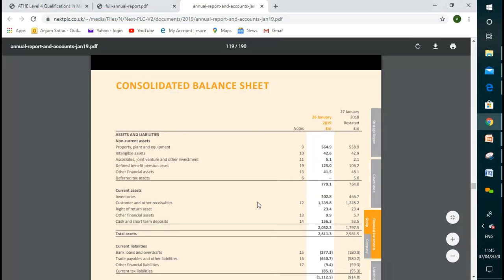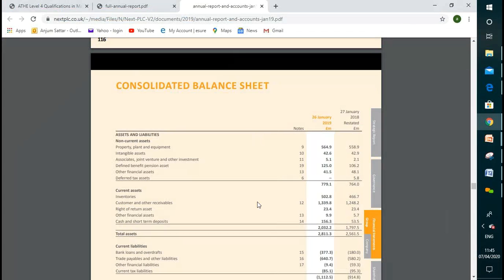We prepare their accounts to reflect in our accounts as well, because as a parent, next has different subsidiary and associate companies. So that's what we call the consolidated group and the consolidated statement.